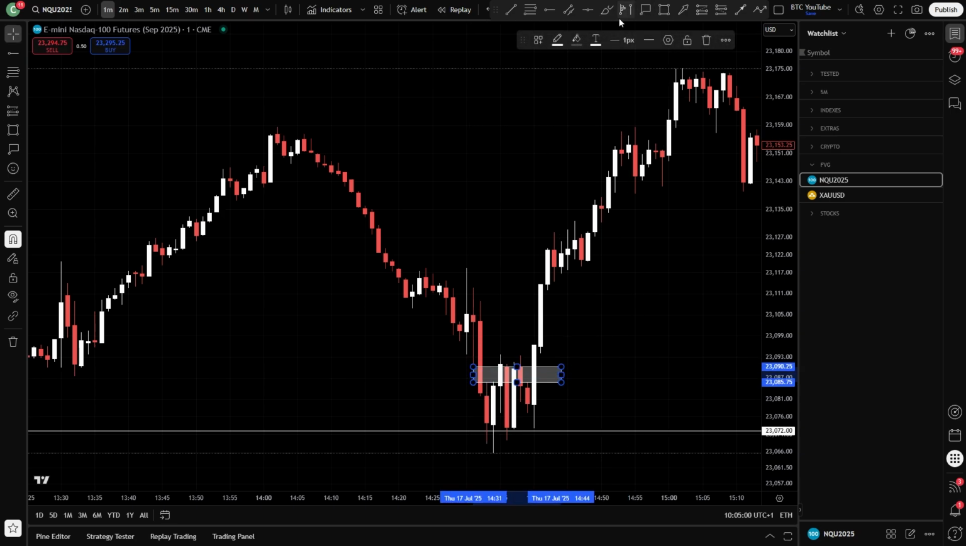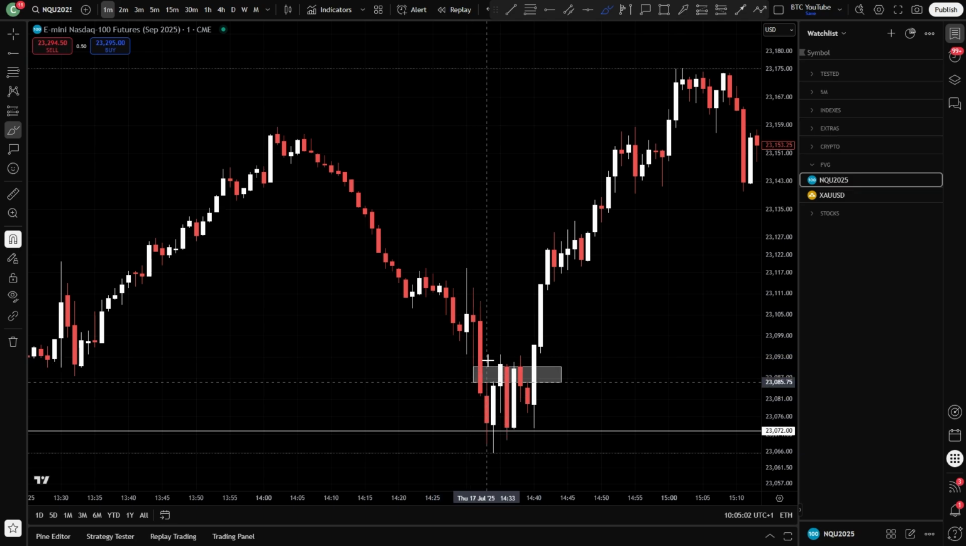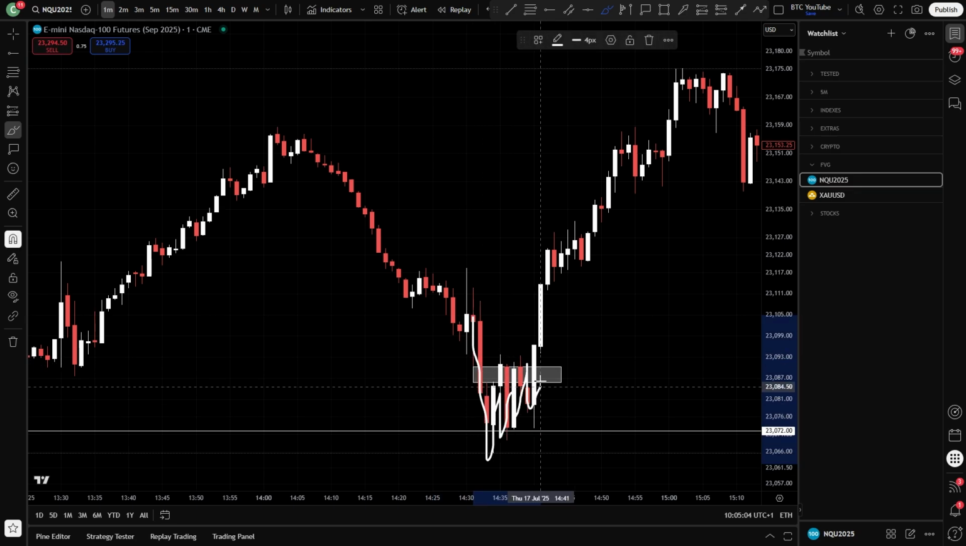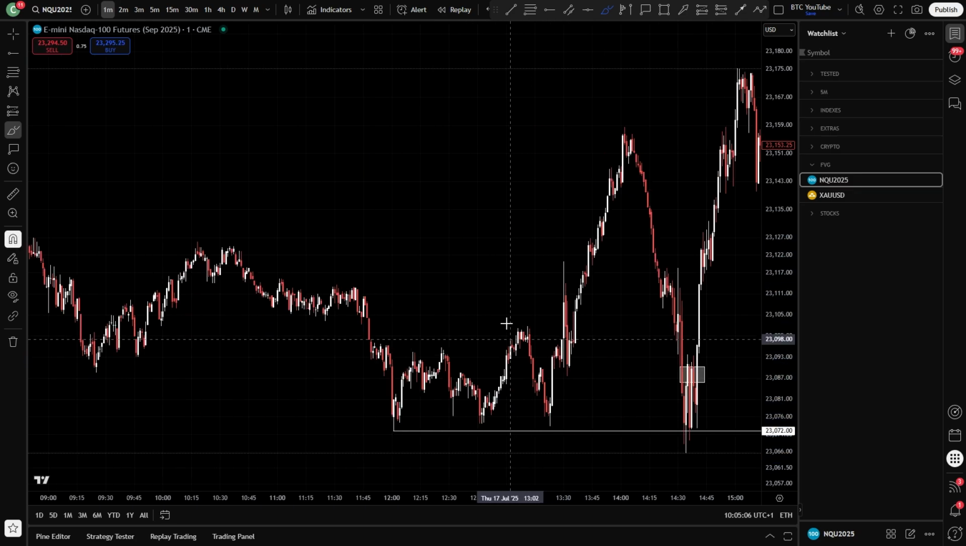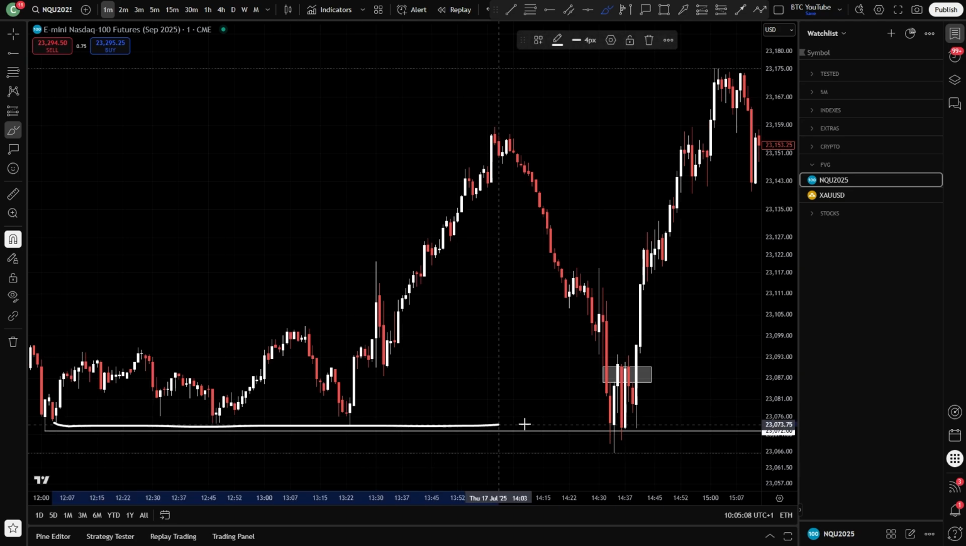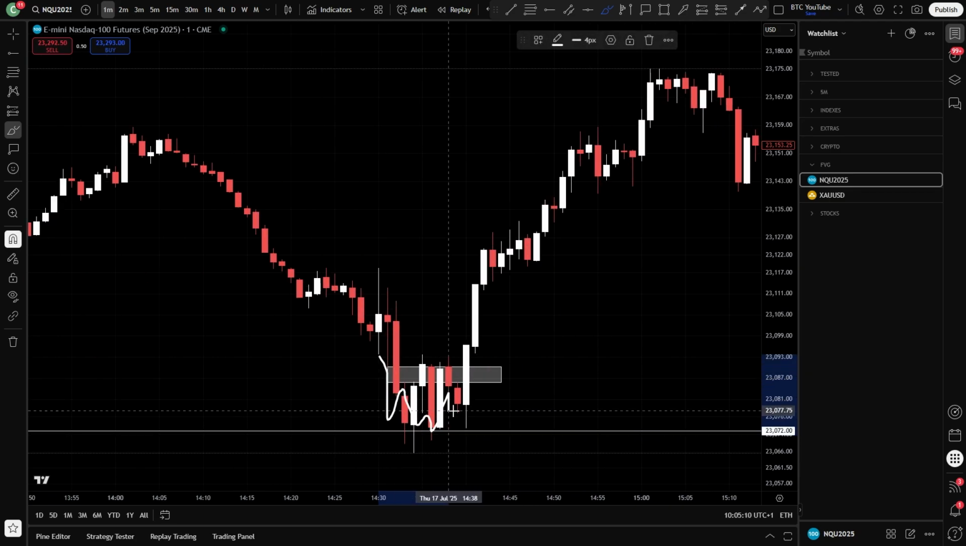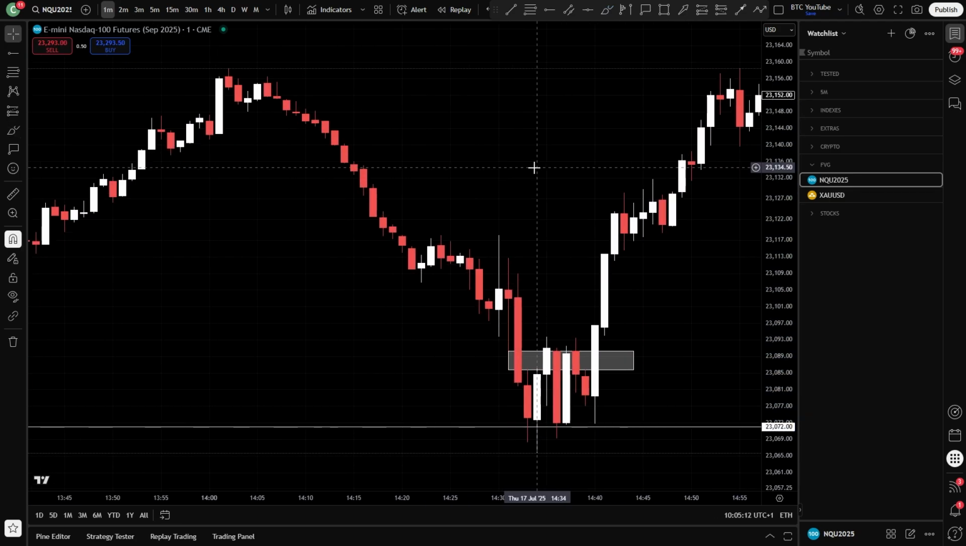But because it was too small, I actually waited for the 30-second. And even though it took a bit longer than usual, I just had a really good feeling. As you can see, we got this, just swept this, and then we were consolidating. I had a really good feeling this was going to come back to the upside.